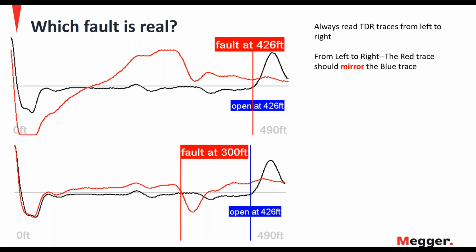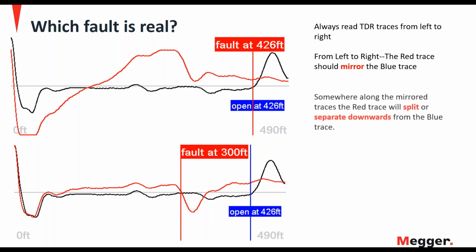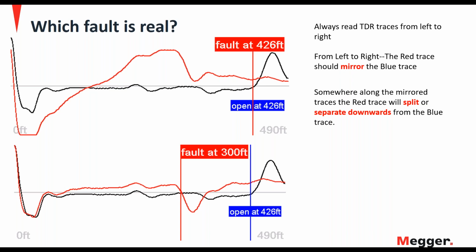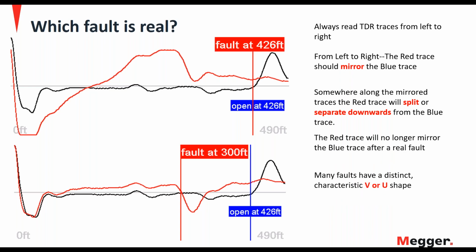Now, the red trace is pulled away a bit from the blue trace, but it does mirror it. And so if I have to choose between the fault at 426 in the top picture, and the bottom picture with a fault at 300, the bottom picture is the one that's correct. So this fault is at 300 feet. I know that because it has the split after the mirror effect. The red trace no longer mirrors, and it also has that characteristic V shape.